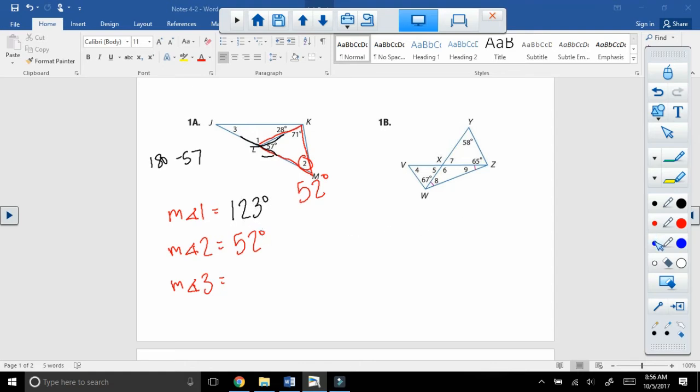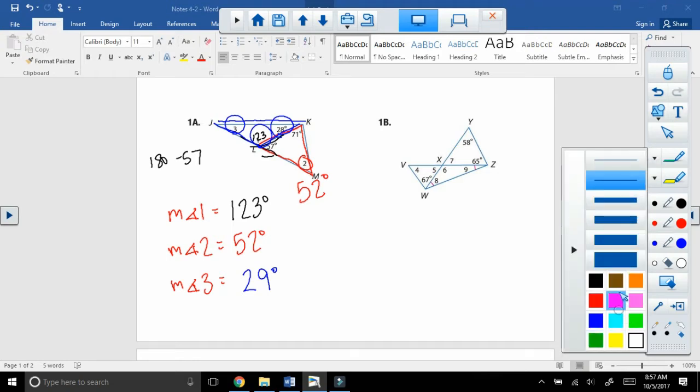And then lastly for angle 3, there are a couple of different ways that you could think about it, because there's actually 3 different triangles in this picture. You could look at this triangle up here, the JKL, and all 3 of these angles are going to add up to be 180 degrees. So you could add those 2 and subtract from 180 to get 29 degrees. Another way that you could do the same one is you could look at, let me get a different color here, this entire big triangle.